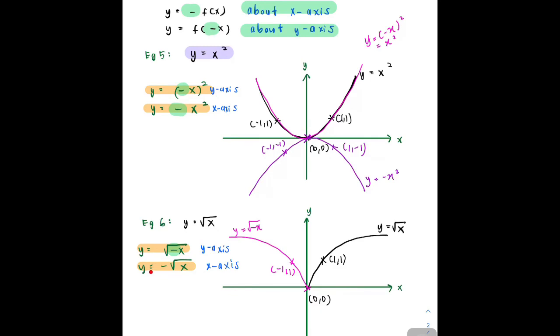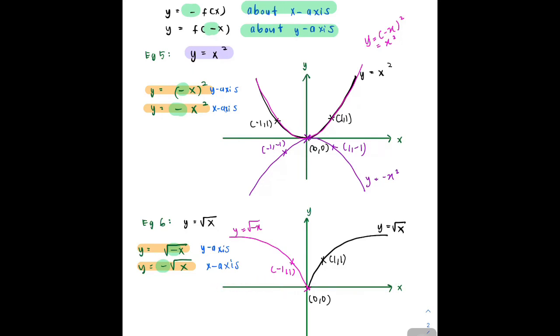Let's see another one, y equal to minus square root of x. So minus is multiplied outside of the function, meaning that this is reflecting about the x-axis. So now this is your basic graph, the black line here. And then now you want to reflect at the x-axis.